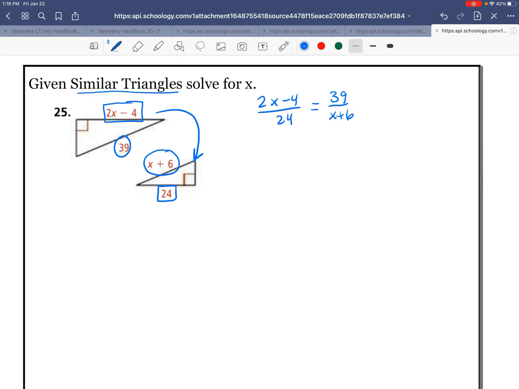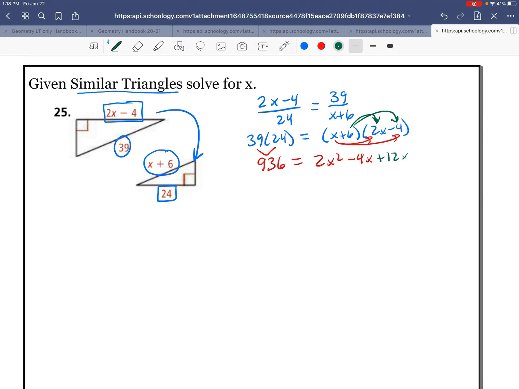I'm going to cross multiply here, so I get 39 times 24 equals x plus 6 times 2x minus 4. Now I've got a binomial times a binomial over there. I'm going to multiply these out. That gives me 936. And then I've got to distribute that x in: 2x squared minus 4x. Then I've got to distribute the 6 in. That's how you do a binomial times a binomial. 12x. And then minus 24.